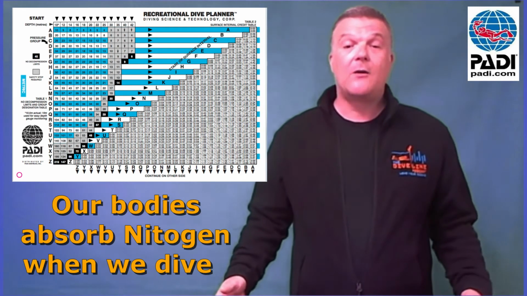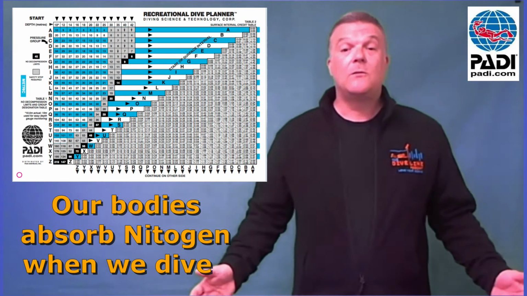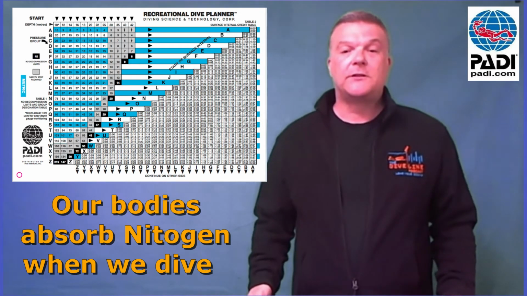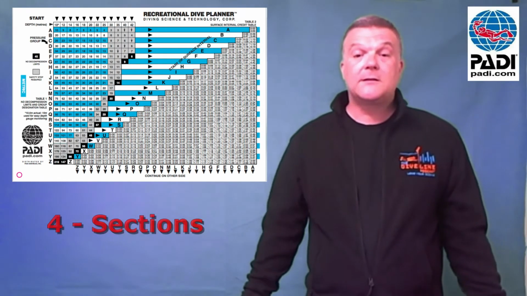So why do we need to know our RDP tables? Well, when we go diving, we absorb nitrogen, and we need to know how much of that nitrogen is in our system. Let's look at some of the basics.